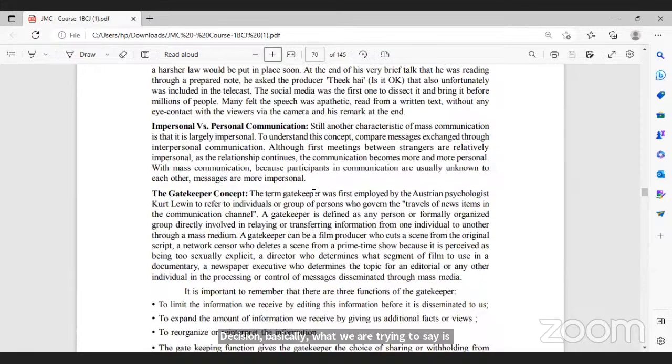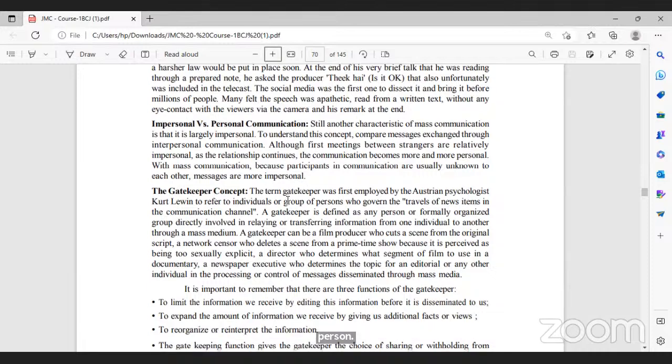Then we have impersonal versus personal communication. Another characteristic of mass communication is that it is largely impersonal because the source gives the information to an undefined audience. To understand how it is impersonal and personal communication, let us compare messages exchanged through interpersonal communication. Although first meetings between strangers are relatively impersonal, as the relationship continues, the communication becomes more and more personal. So we see that in interpersonal communication participants are usually known to each other, while mass communication messages are more impersonal.